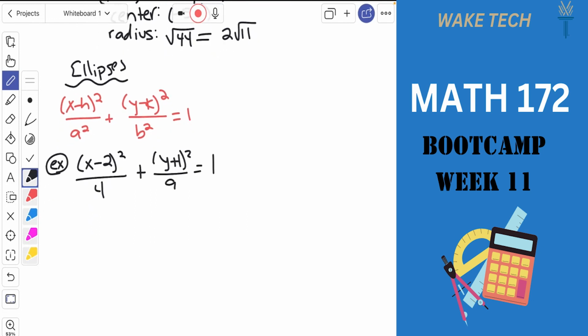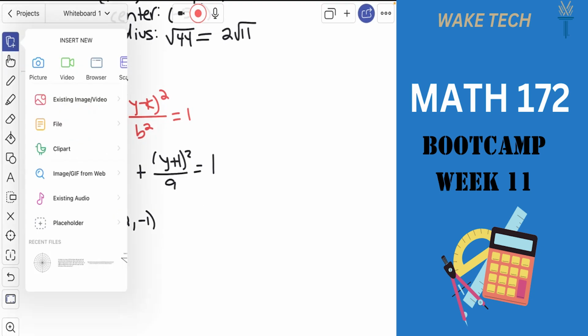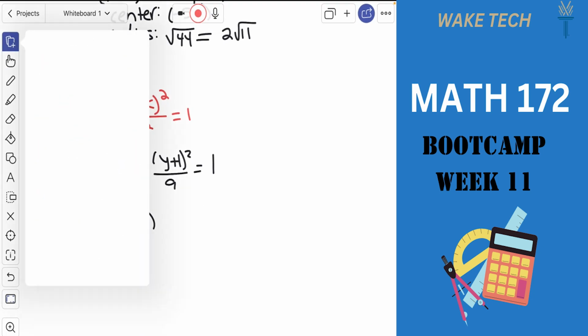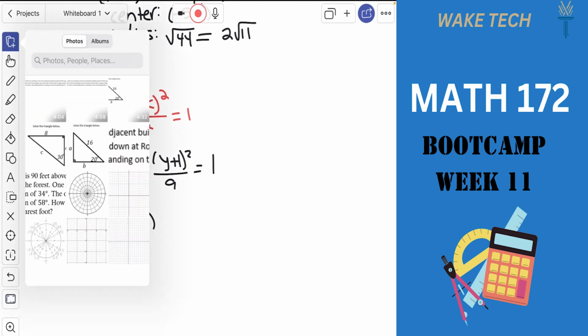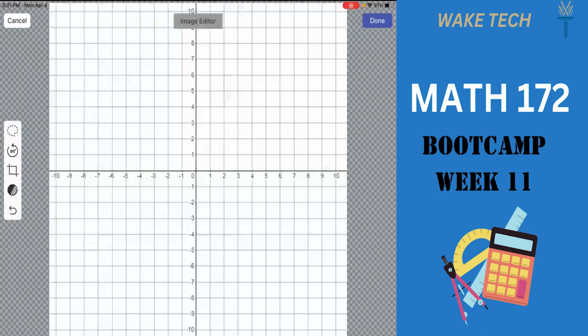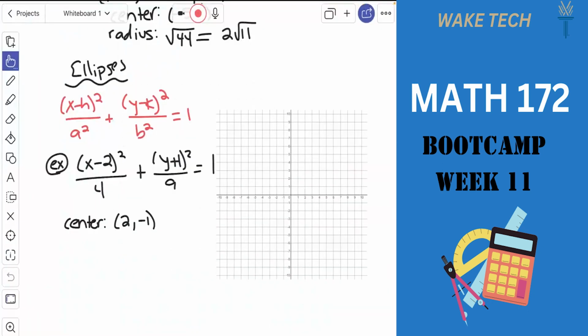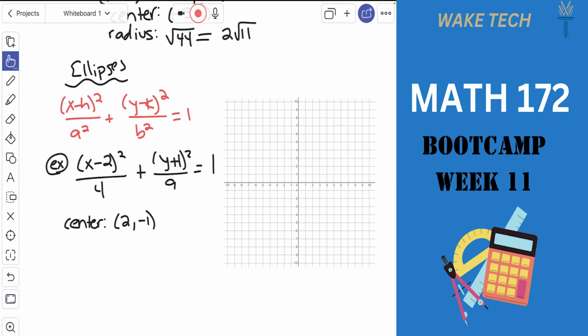Okay, so the center, it's the exact same thing as the ordered pair (h, k), which in this case is (2, -1). Let's see, I normally have a blank graph in here. Yeah, let's use this. So, in order to create the graph of this, what we'll do is go over to the center. It's at (2, -1).